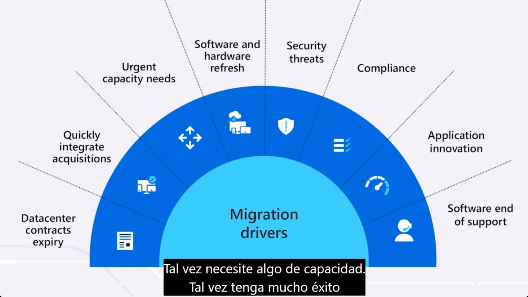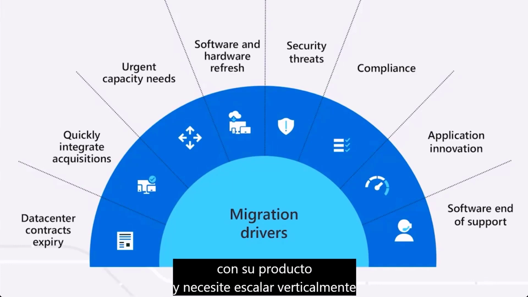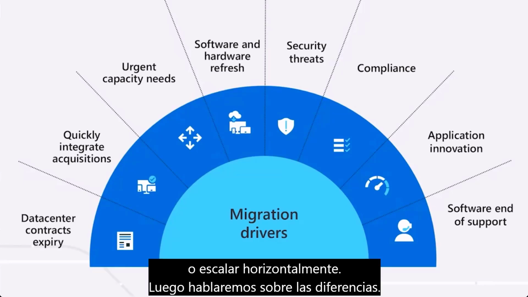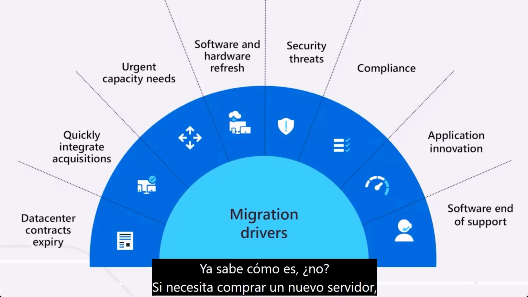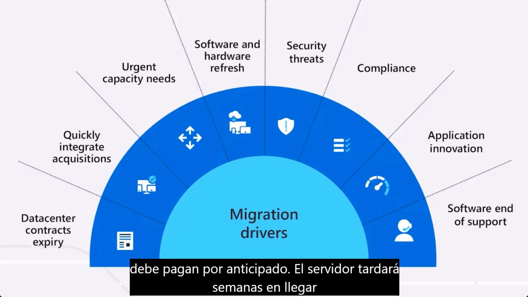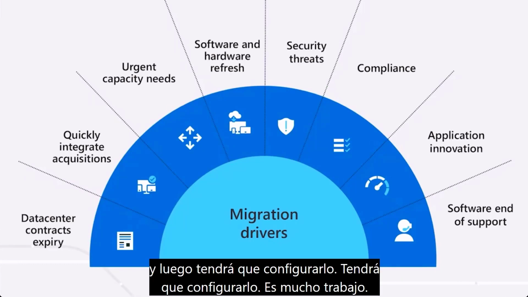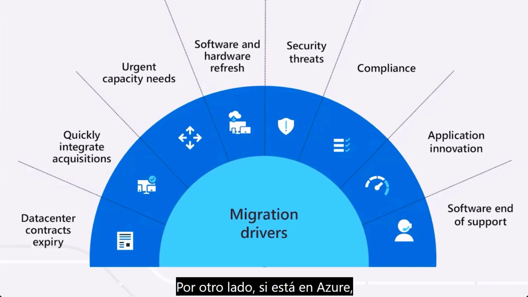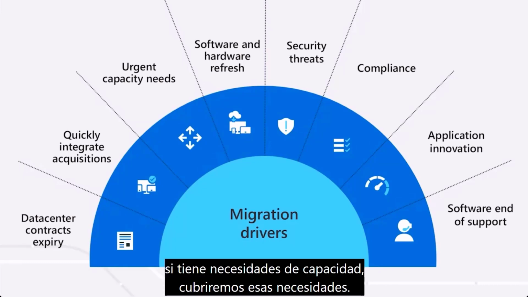Maybe you need some capacity. Maybe you are very successful with your product and you need to scale up, scale down, or scale out, scale in. We'll talk about the differences later. And you know how it is, right? If you need to buy a new server, you have to advance the money. It's going to take weeks until the server arrives. And then you have to set it up. You have to configure it. It's quite a lot of work. On the other hand, if you're on Azure, if you have capacity needs, we'll just give you the needs.